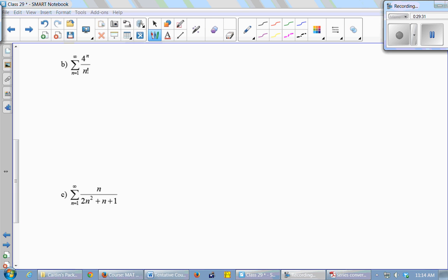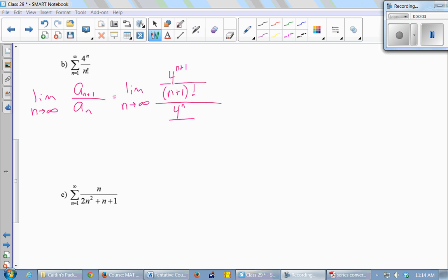Okay, so if I want to use the ratio test here, that says take the limit as n goes to infinity of the n plus first term over the nth term. So the n plus first term means replace all your n's with n plus 1's in the formula. So this becomes 4 to the n plus 1 over n plus 1 factorial, and then divide by the nth term, which is just the given formula.